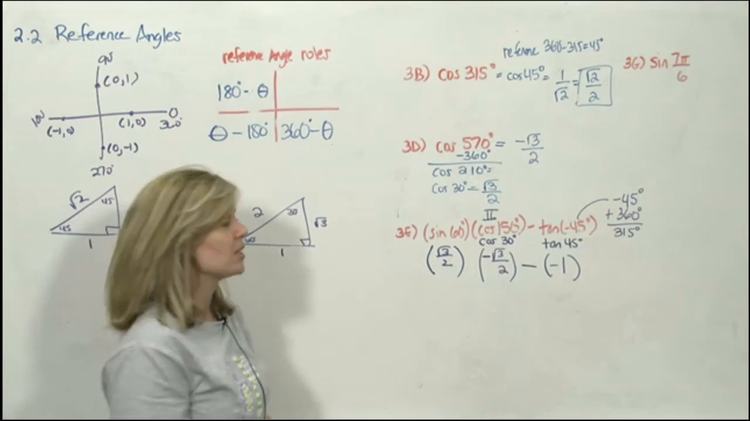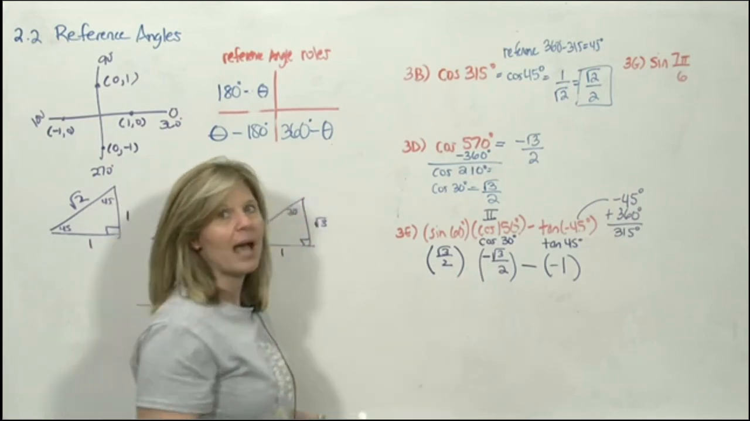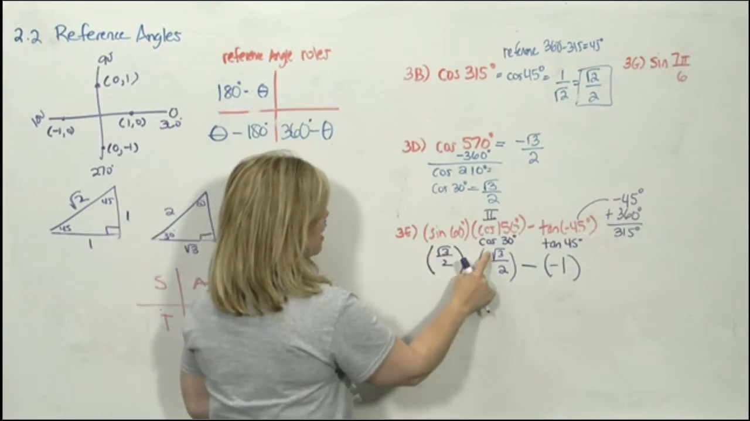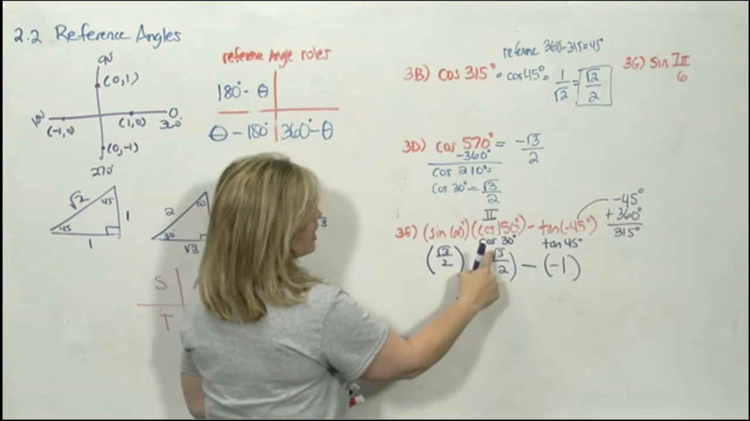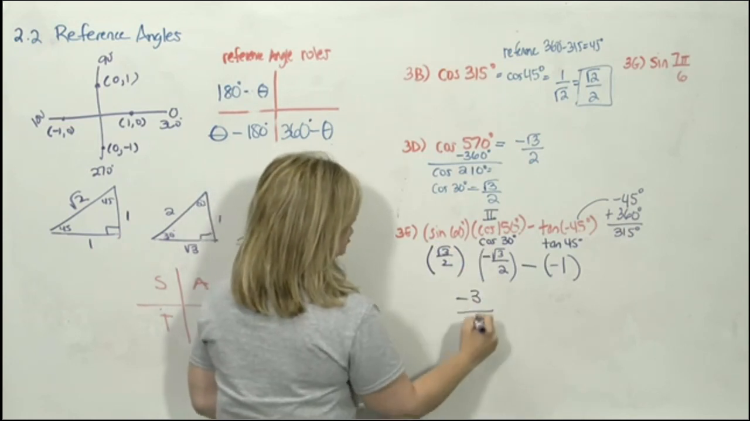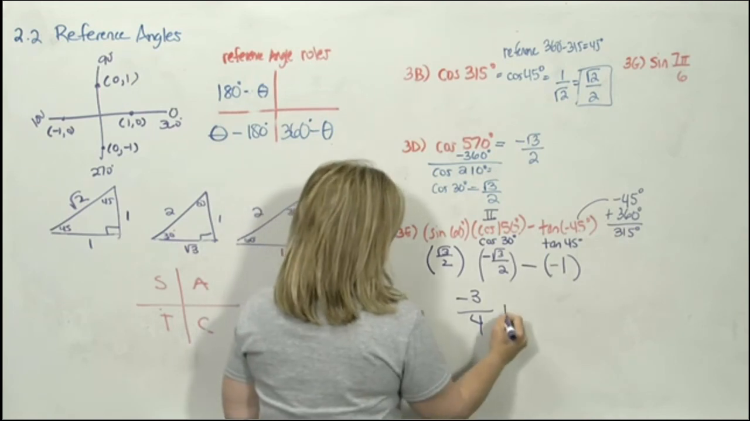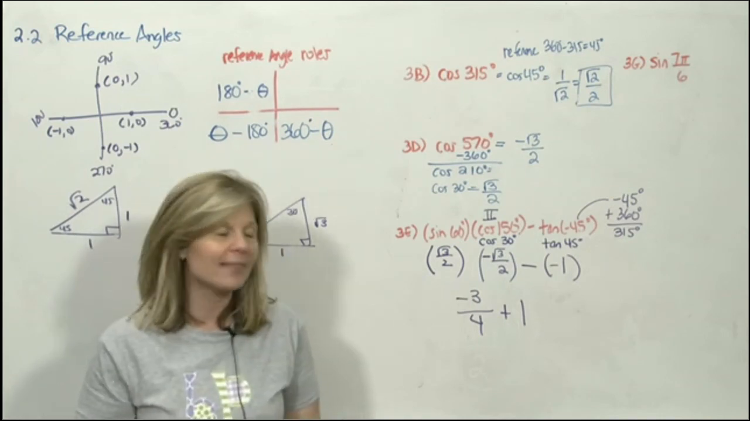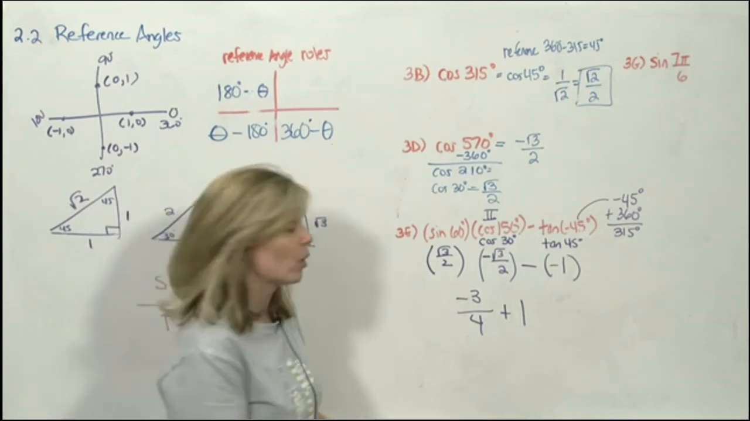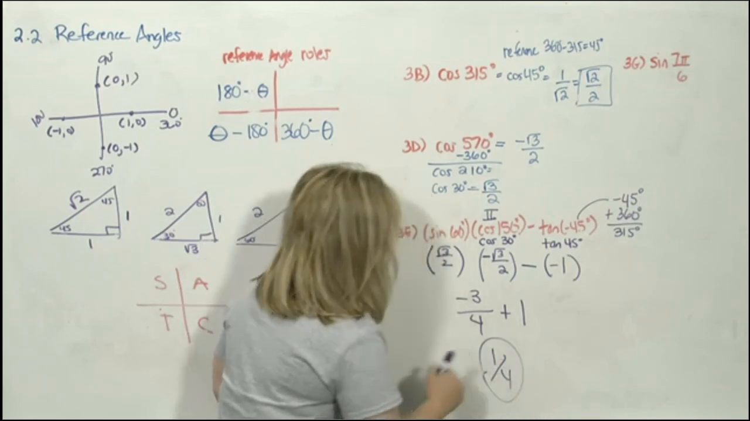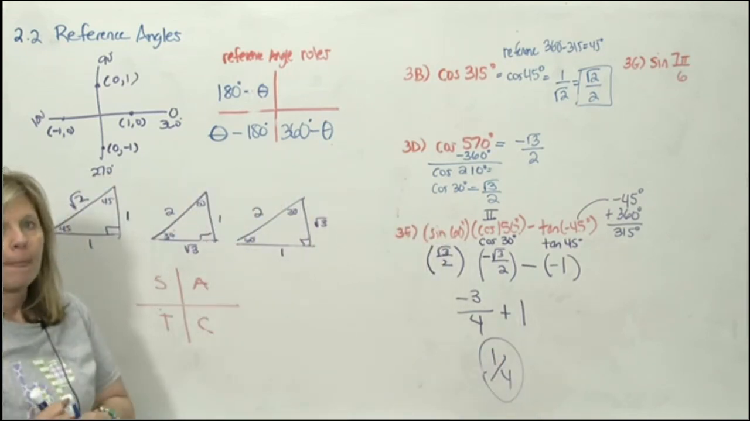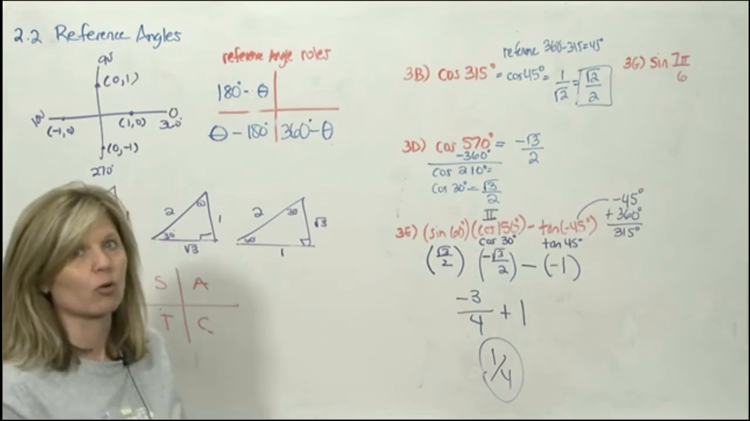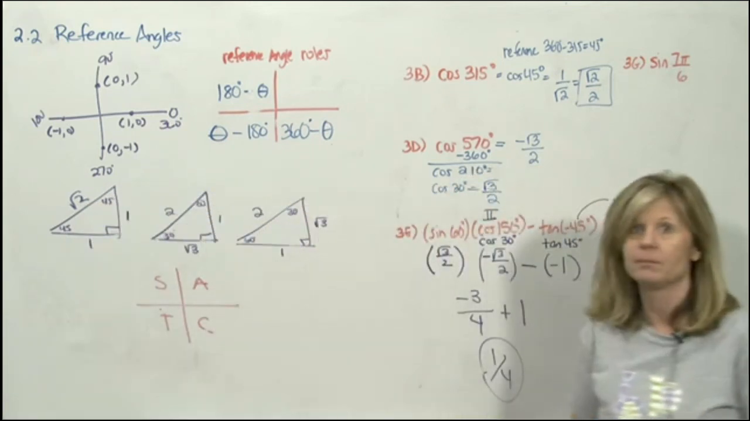Once you get there, it's arithmetic. This is multiplying. We know how to do that. Multiplying fractions is no problem. Top times top, bottom times bottom. A positive times a negative is a negative. Square root of 3 times square root of 3 is just 3. 2 times 2 is 4. 2 negatives make a positive. What is negative 3/4 plus 1? Or a better way of saying that, what is 1 minus 3/4? 1/4. There's your expression evaluated. It's understanding the concept of trig to understand why this is the answer.